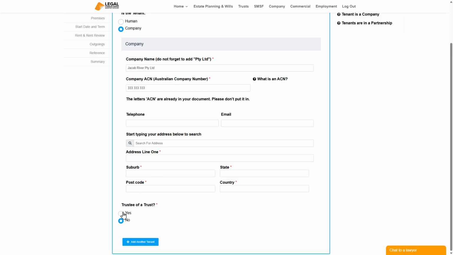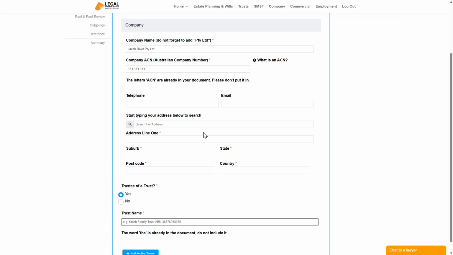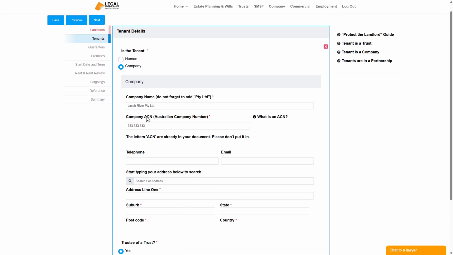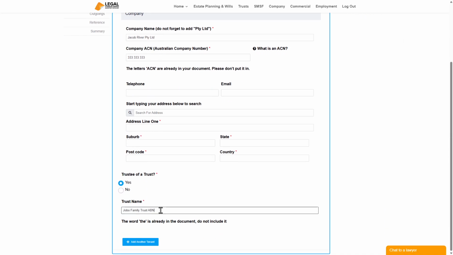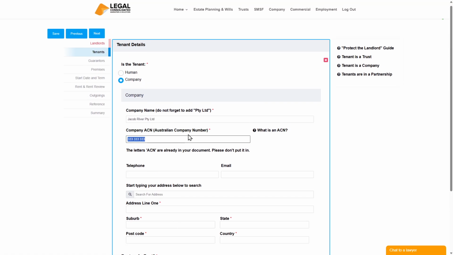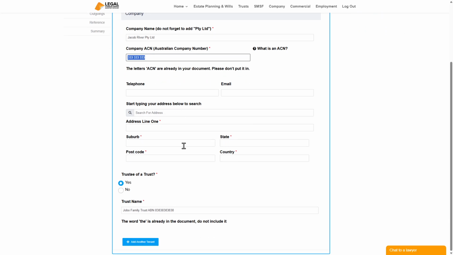So down the bottom of the page, we'll press yes, and we'll then type in the name of the trust. So it's the Jacob Family Trust. It will have an Australian Business Number. Now note the ABN is different to the ACN. I'm sorry about these acronyms, but only a company has an Australian Company Number, whereas most of us that are not companies will have an Australian Business Number. That has 11 digits after it, where company ACNs have 9. Now we know exactly who we're dealing with.